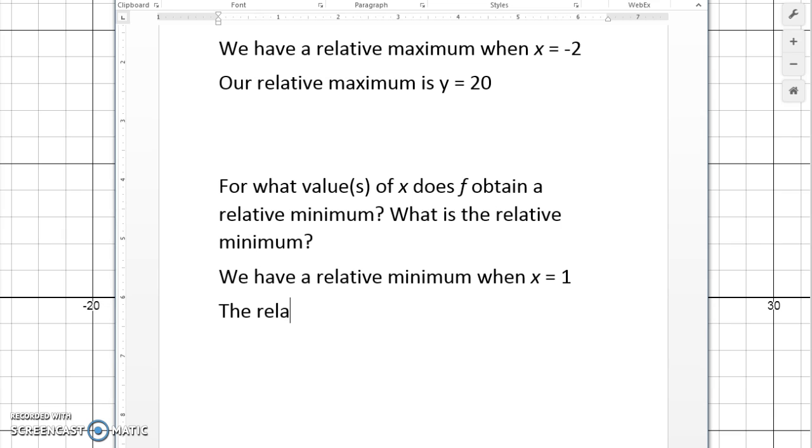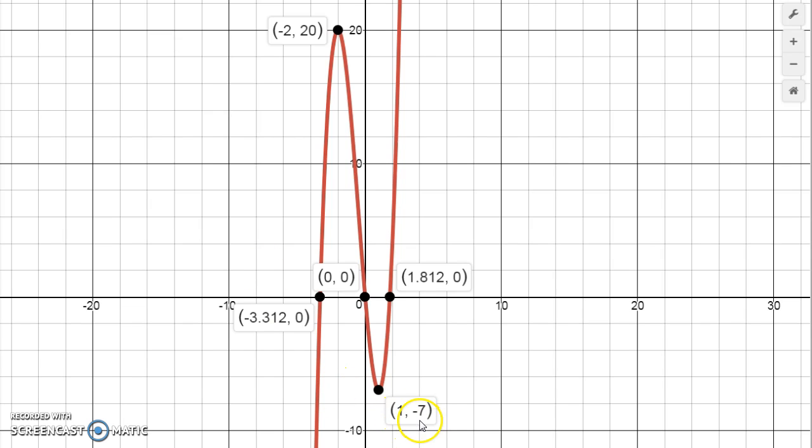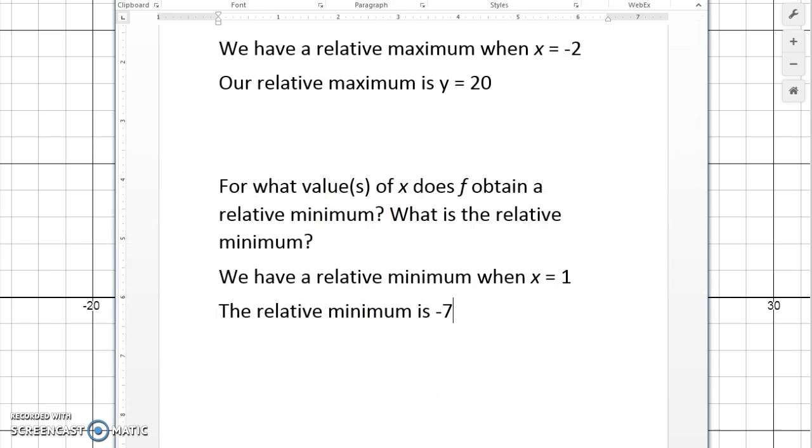The relative minimum is, oh, what was it? I didn't look closely. Oh, we get all the way down to -7. That's our low point. So the relative minimum is -7. Or if you wish, y equals -7.